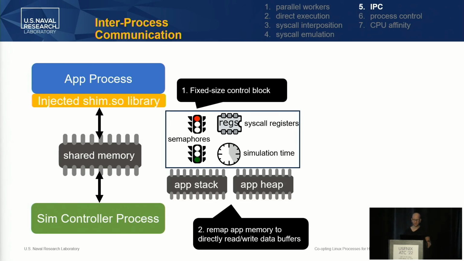The way we do that is we actually remap the app's stack and heap directly into the simulation controller process. And when they're mapped into the controller process, we can read and write them directly without any IPC overhead and without any locks. And I'll get to how we do that in a minute.